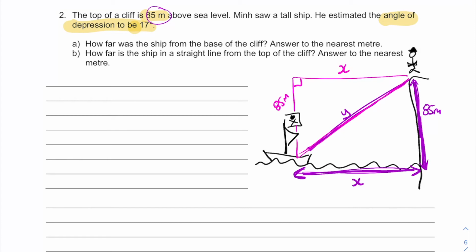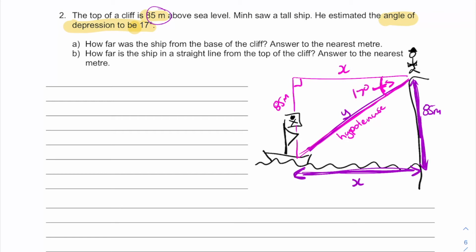So here we go. We have the hypotenuse. Don't need that just yet for A. We will need that for B. We have an angle of depression. Now this is the tricky bit because the angle of depression is eye line down. Eye line down. So it's this one right in here. And this one is 17 degrees. So this is why this one's a little bit trickier because it's not the angle you think. 17 degrees. So that makes X adjacent and makes our 85 opposite.